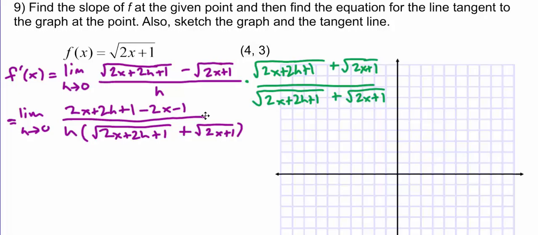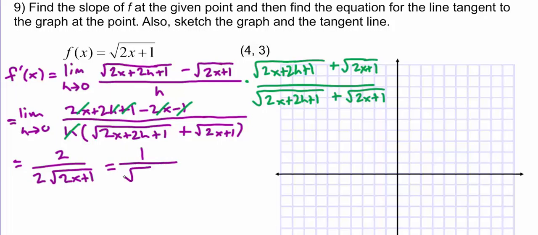I feel like a bit of a broken record on some of this. We've seen this many times already. 2x's will cancel, 1's will cancel, and even the h's will cancel. Now we only have a 2h in the numerator. And so we can see what we'd have here. I'm going to go ahead and apply the limit. It's going to be 2 over 2 of those square root of 2x plus 1's, and you may notice pretty quickly that we could just change that to 1 over the square root of 2x plus 1.